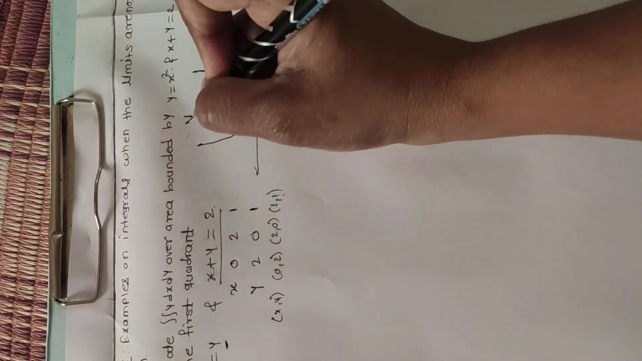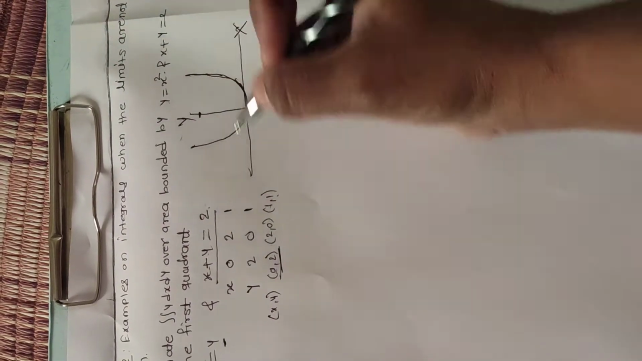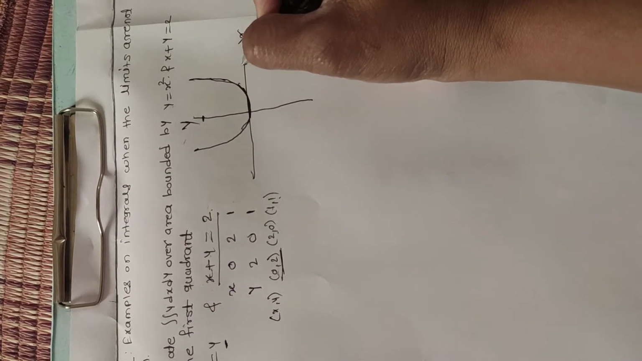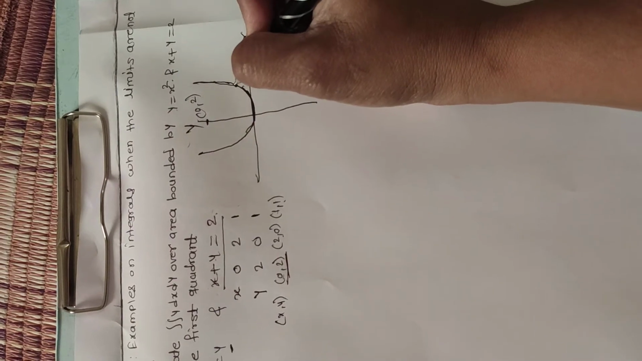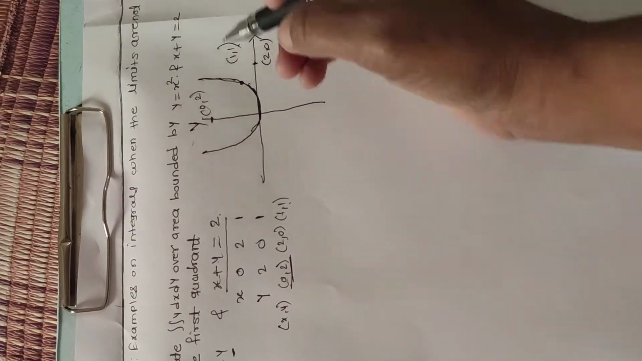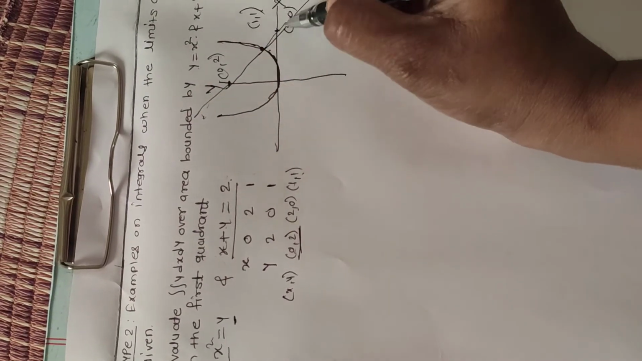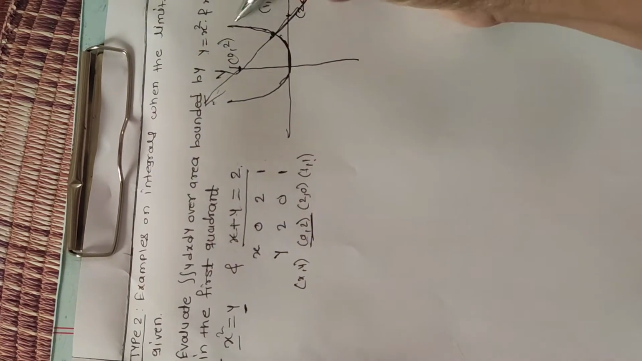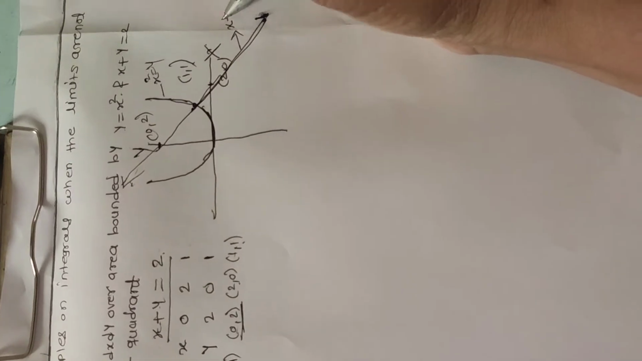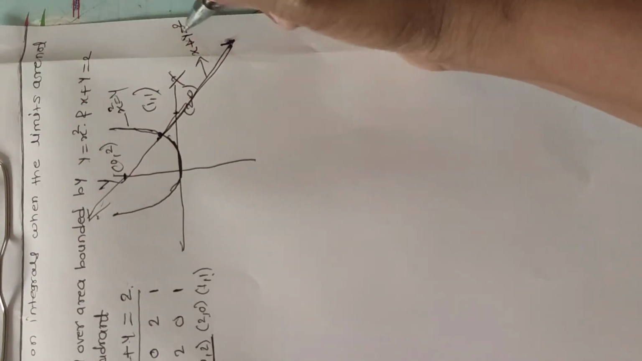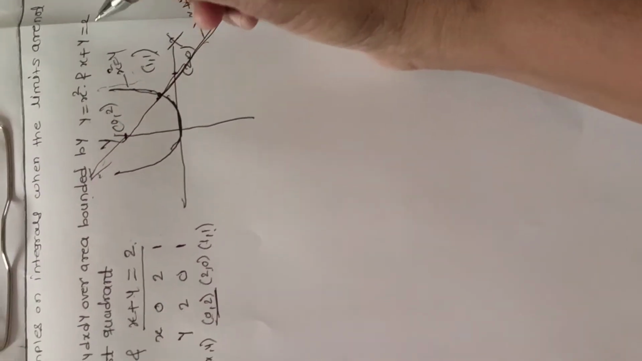This is x, this is y. Suppose (0, 2) lies here, where x is 0 and y is 2; x equal to 2, y equal to 0 lies here. So this is (2, 0), this point is (0, 2), and suppose this point is (1, 1). So we trace the curve. This is the equation of the line, x plus y equal to 2, and the equation of this curve is x square equal to y.